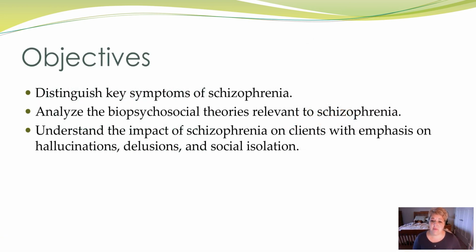Our objectives from this section of the lecture are to make sure that you can distinguish key symptoms of schizophrenia, and that you can apply the biopsychosocial theories relevant to schizophrenia. All that means is that you need to know the theories from the biologic domain, the psychological domain, as well as the social domain that help us understand the causes of schizophrenia. And the last one is to understand the impact that schizophrenia has on the clients. We want to make sure that you have real clarity about hallucinations, delusions, and the impact of social isolation for clients who have schizophrenia.